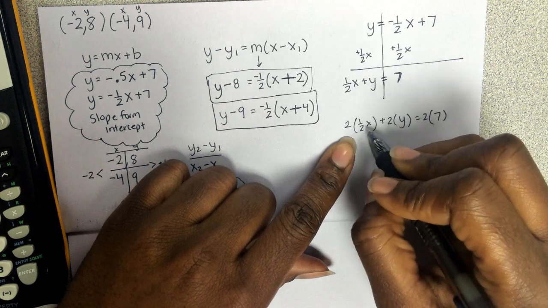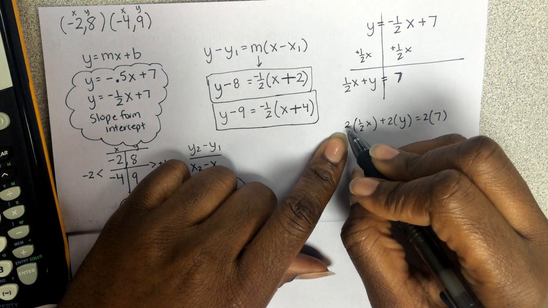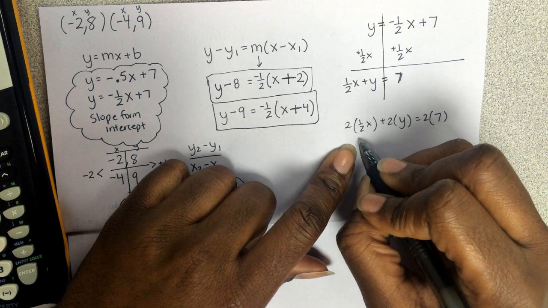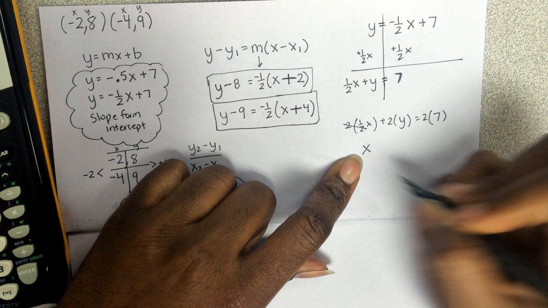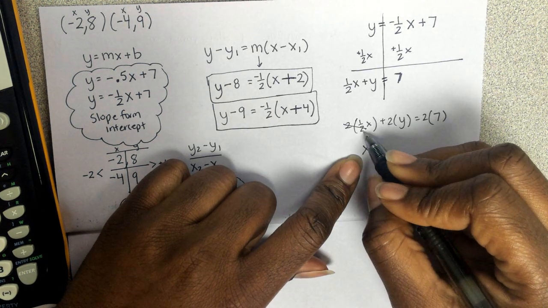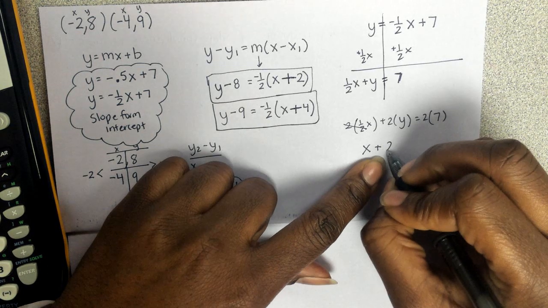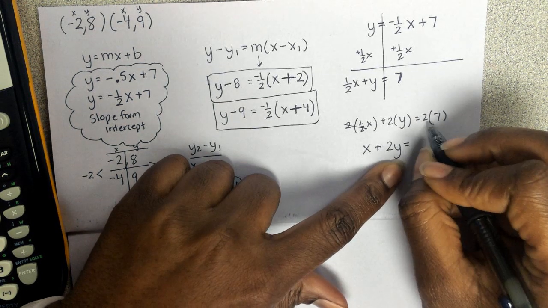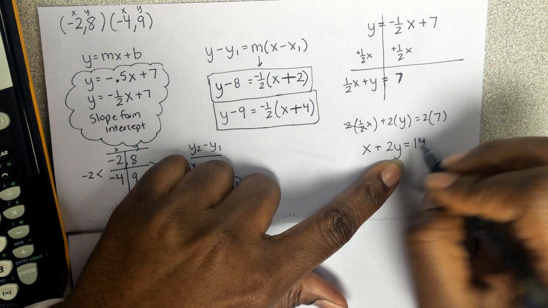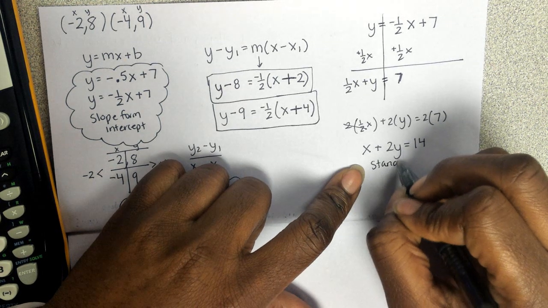And to make a long story short here, 2 times the half, this just becomes an X because the 2 on top and 2 on bottom cancel. Then this is plus 2Y equals 2 times 7, which is 14. So this will be my standard form.